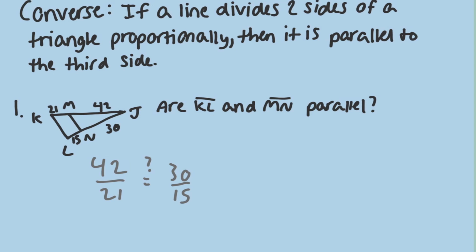42 divided by 21 is 2. 30 divided by 15 is 2. So because they're equal, it was divided proportionally, making these two sides parallel.